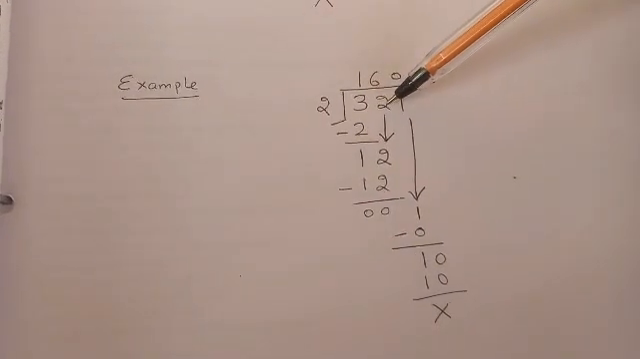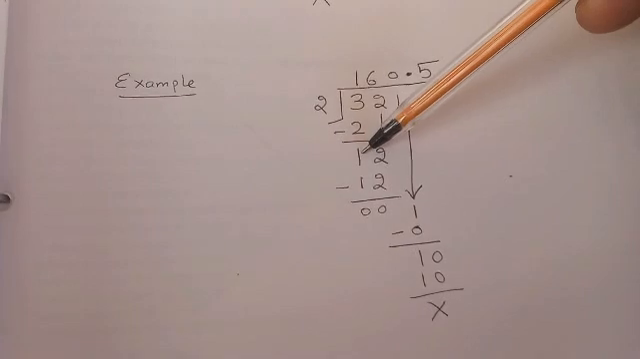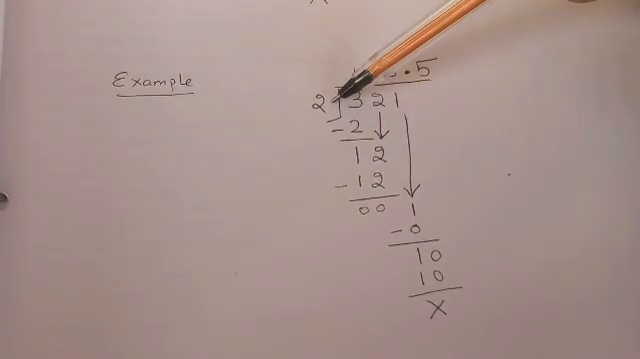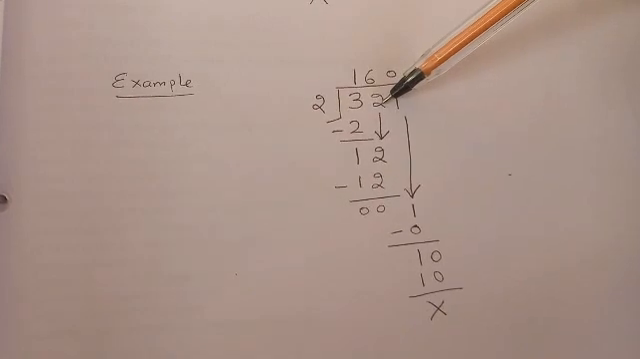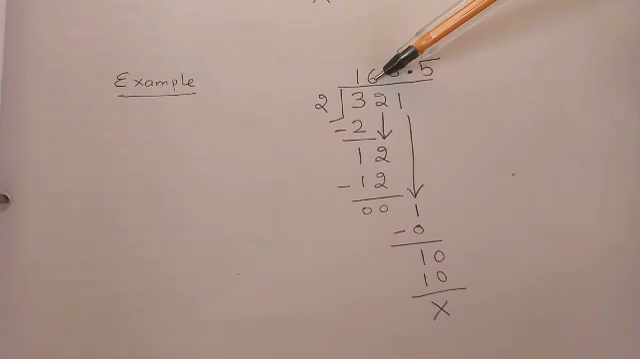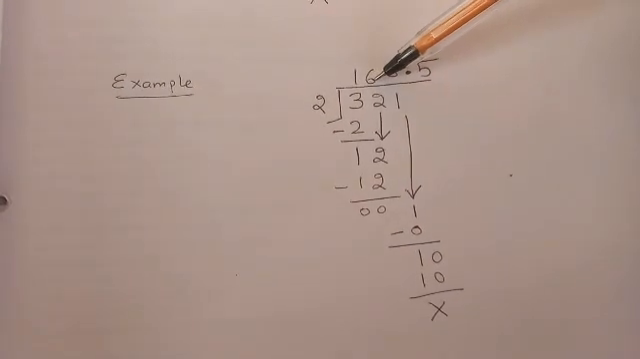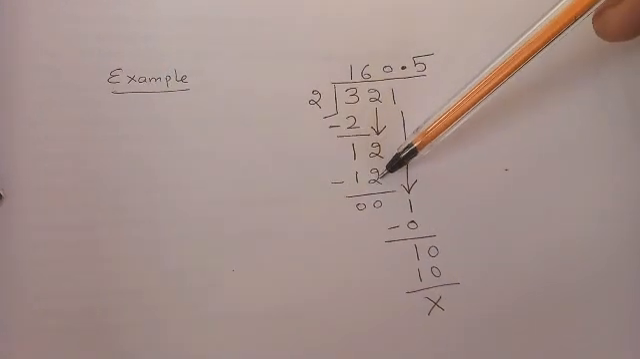From the dividend, we drop down 2 because 1 is too little to be divided into 2 parts equally, and we already have something in the dividend, so we drop it down and divide it again into 2 parts by using the multiple 6. So 2 sixes are 12.